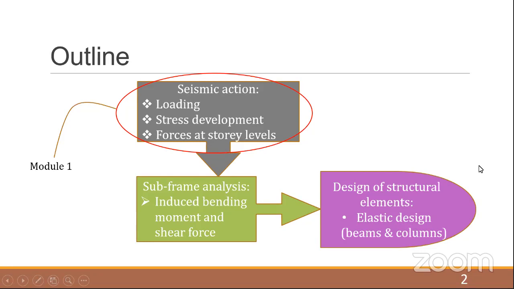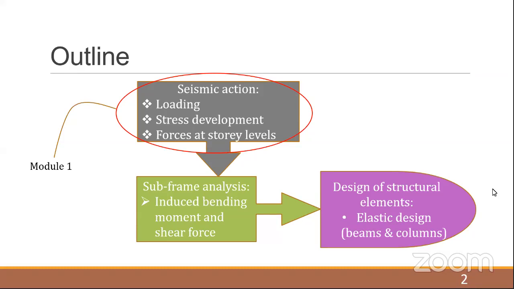So for the second module, we're going to look at the issues of subframe analysis. And once you get the lateral forces at the story levels, what kind of moments can you get from such forces? Then moments and shear forces at that particular level. Then the last part of the module we're going to do now is the design part of it.